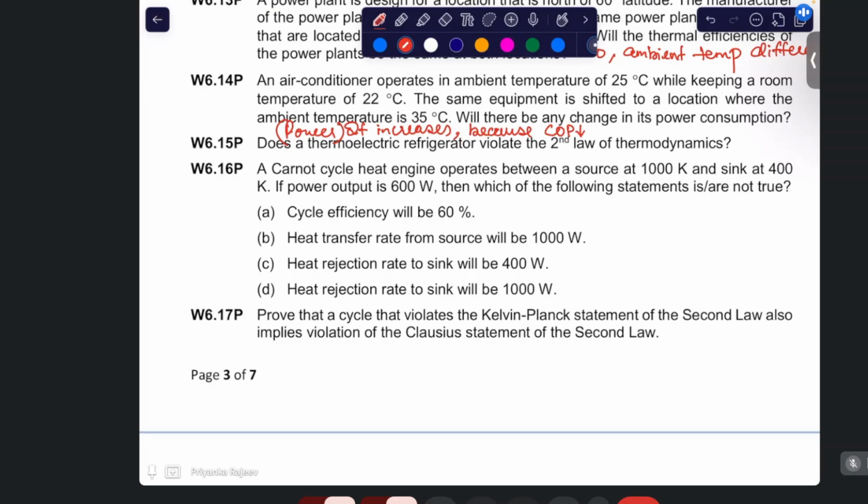Thermoelectric refrigerator. So thermoelectric means Peltier. That is the device name. Okay. So Peltier devices follow the same laws. So they require external electricity and do not produce 100% efficiency or anything unphysical. But they have a lower COP than a vapor compression system, but it does not violate thermodynamics. Okay, so no is the answer.